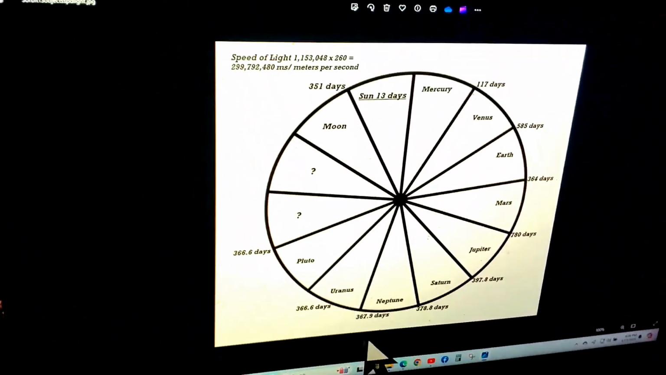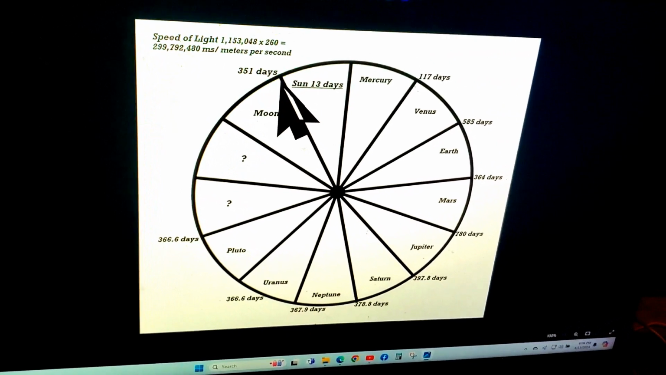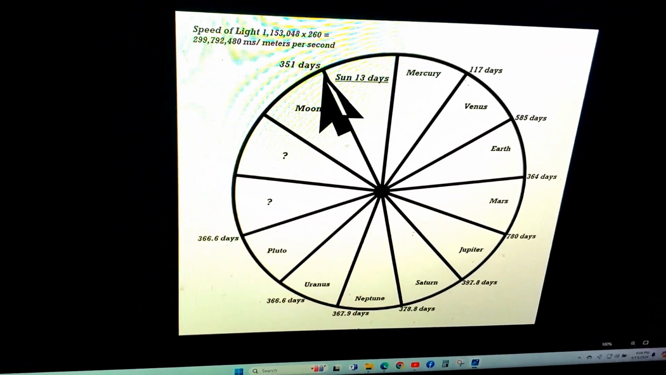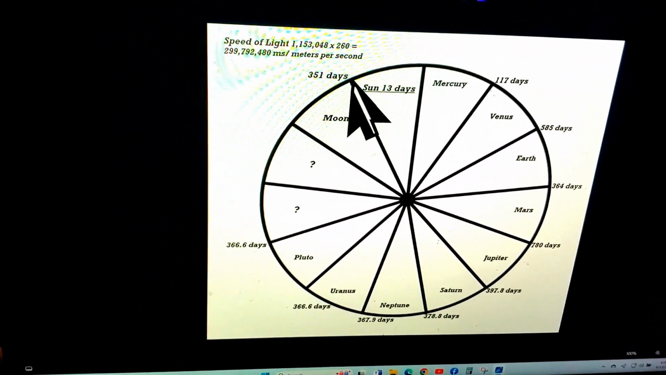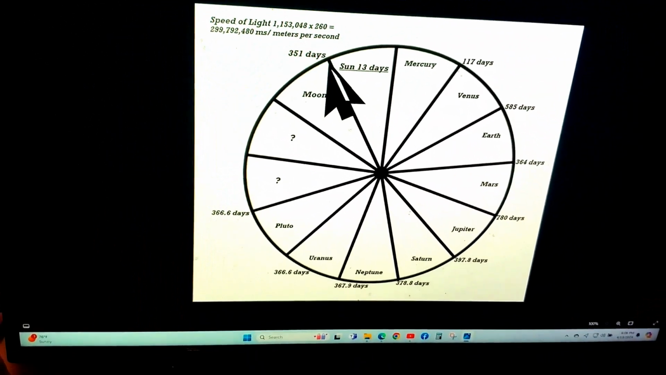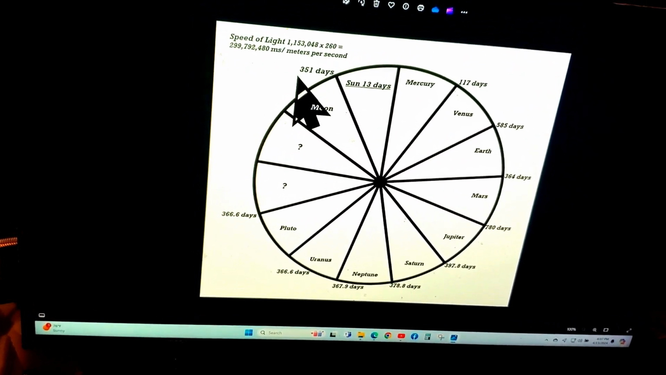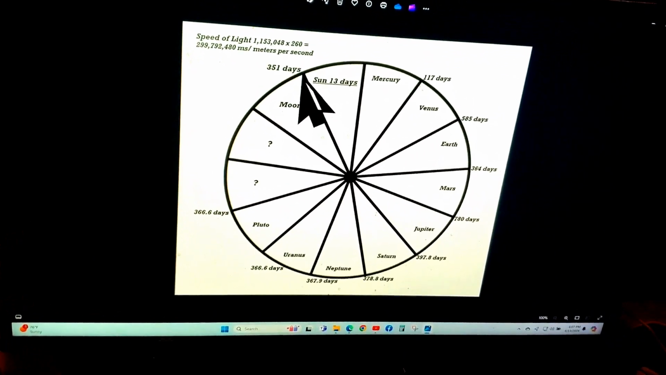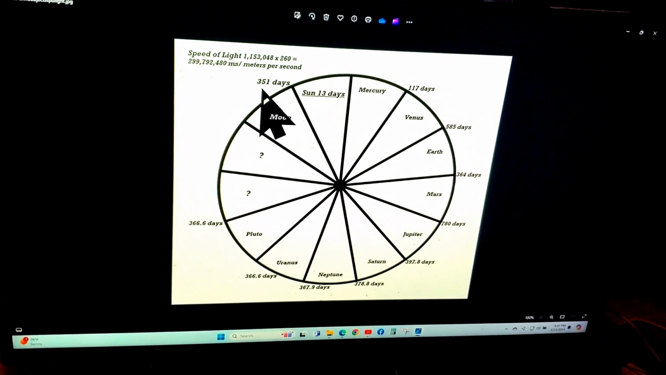When it comes back to itself, either the sun or the moon is going to be in front of itself. It might be the sun, it'll be a lunar eclipse. It might be the moon, and it's a solar eclipse. Either way, it's going to happen on that 351 days. 13 times 27, which is 351.